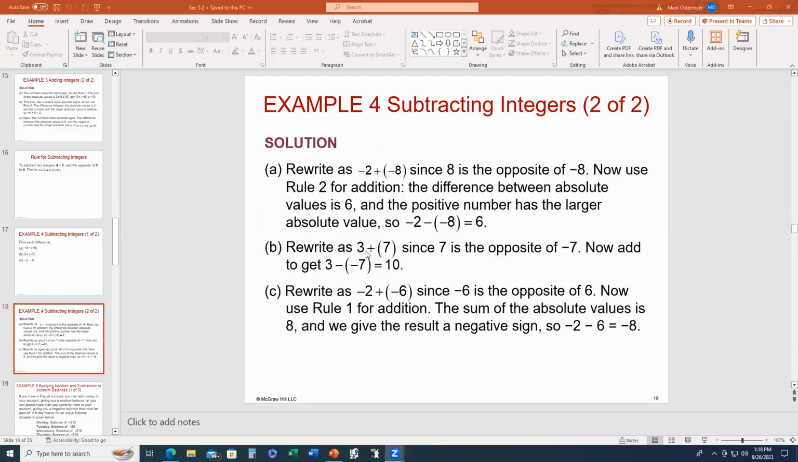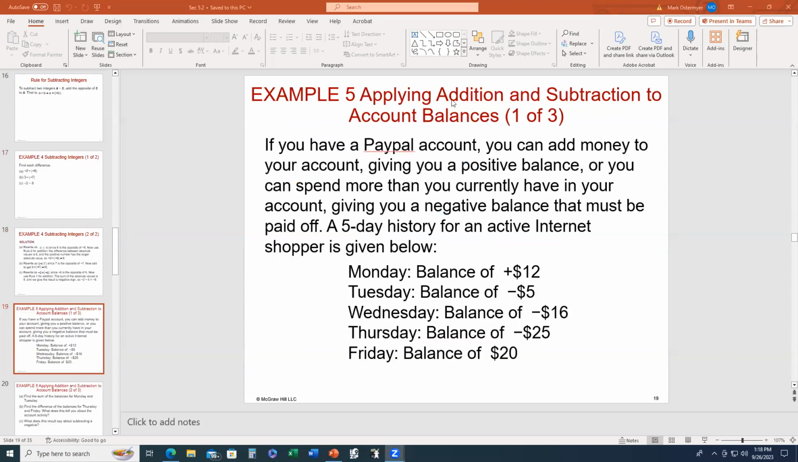All right. Moving onwards now. Here's actually an example of a worldly problem. If you have a PayPal account, you can add money to your account, giving you a positive balance, or you can spend more than you currently have in your account, which would result in a negative balance. A 5-day history for an active internet shopper is given below.